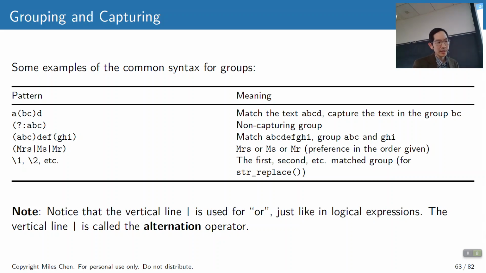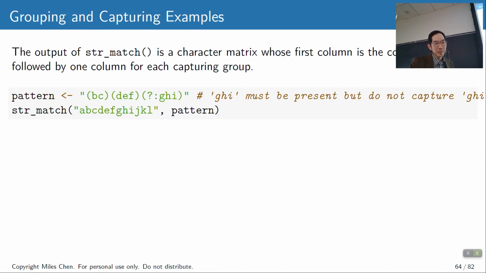And it can be used in conjunction with something like replace, okay? The vertical line is like OR in logical expressions. And we saw one example of the vertical line and the capture group when we were looking at the word boundary followed by a dot, or a dot followed by a word boundary.